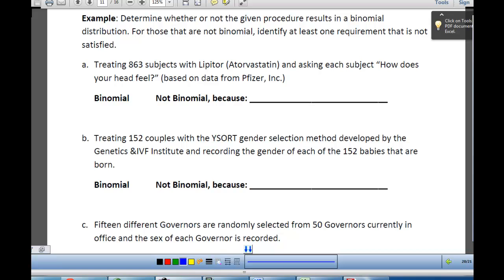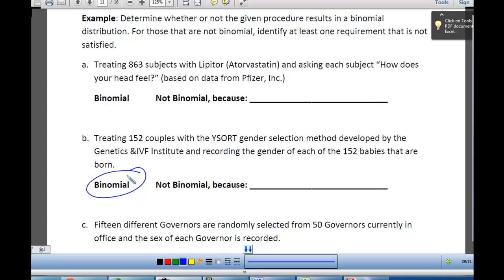Okay, B, treating 152 couples with the Y-sort gender selection method developed by the Genetics and IVF Institute and recording the gender of each of the 152 babies that are born. Is that binomial or not binomial? Okay, all right, let's see if it's binomial. We've got a fixed number of trials, 152. Probability of success is the same from trial to trial. Trials are independent, and we've got 2 outcomes, boy or girl. So I would say yes, this is binomial.